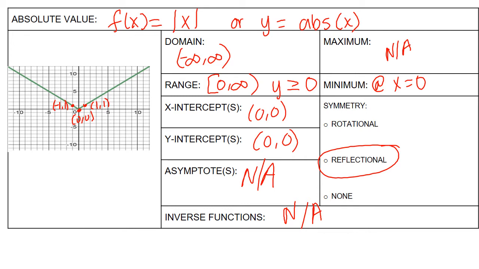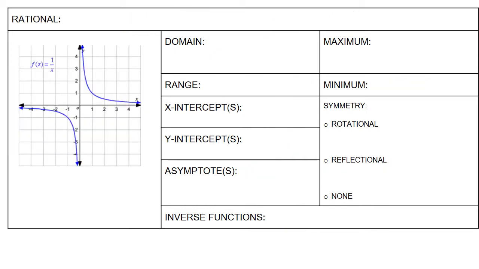All right, how do you feel about absolute value? Do you feel comfortable and understand the attributes of it? Okay. Next, we have our rational function. It's also sometimes called a reciprocal function. So rational: f of x equals 1 over x.